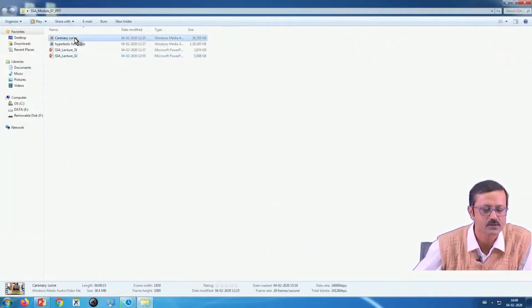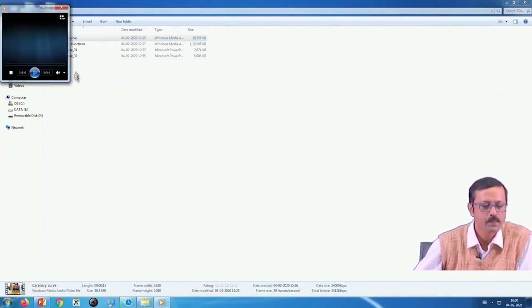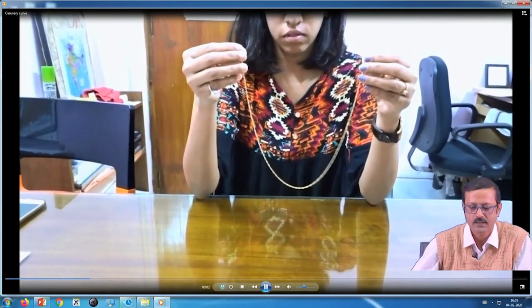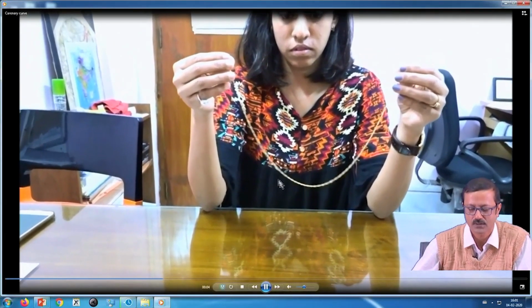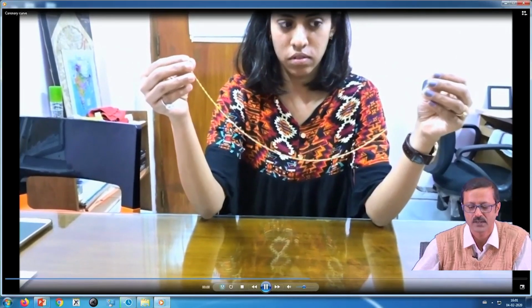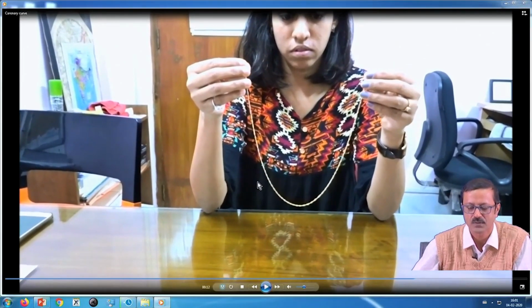So this catenary curve, you see, a chain can act as a catenary, because fundamentally this shape comes from its own weight. No external weight has been introduced over here. This is the chain, a gold chain. It forms a catenary shape. This shape is called a catenary shape, and it's because of its own weight.